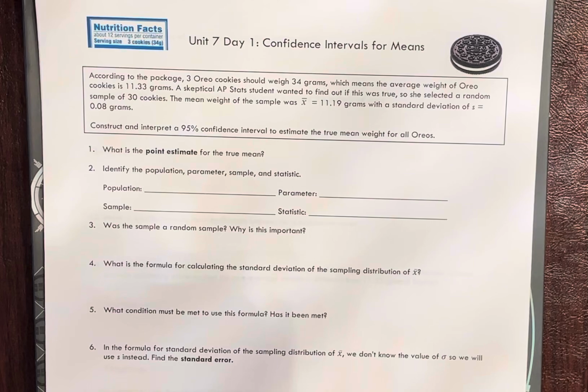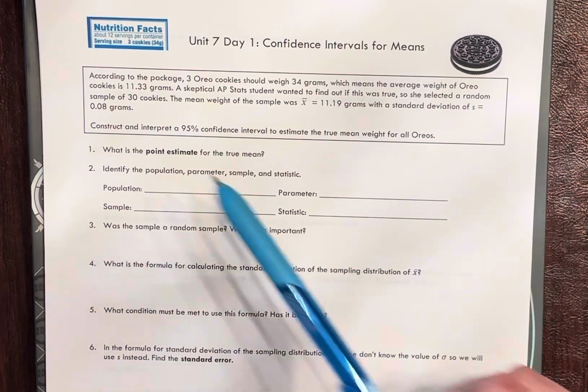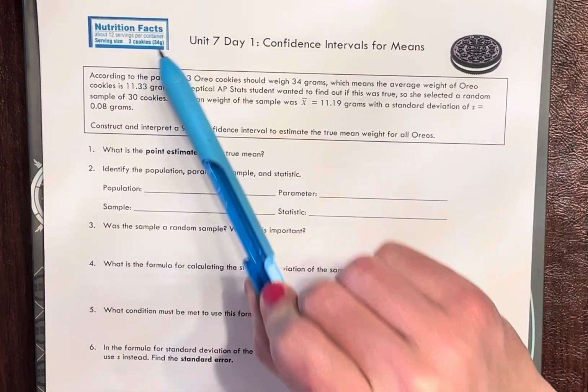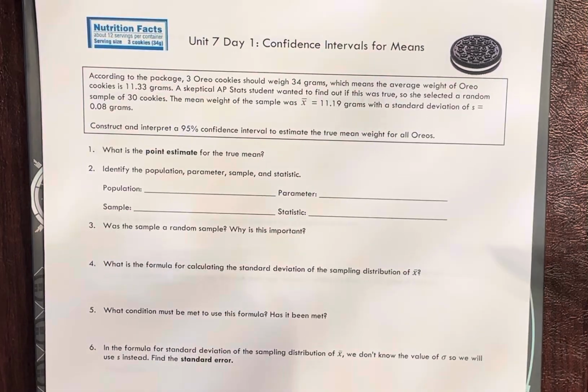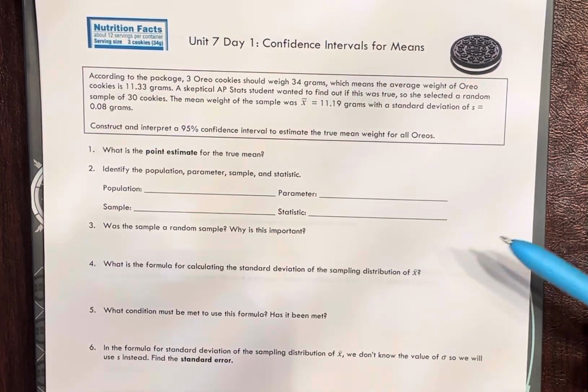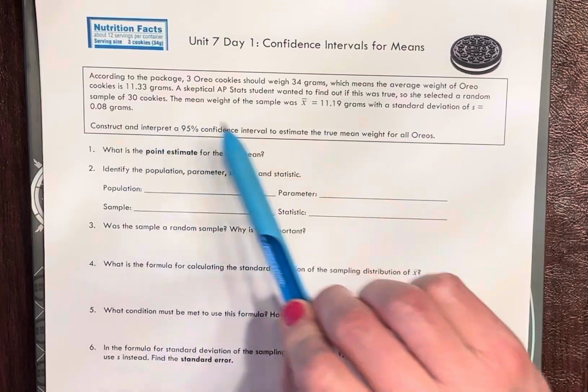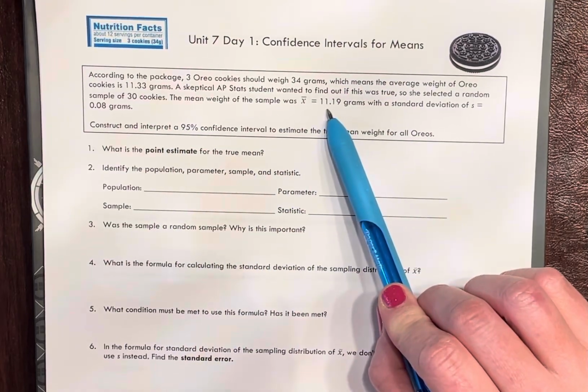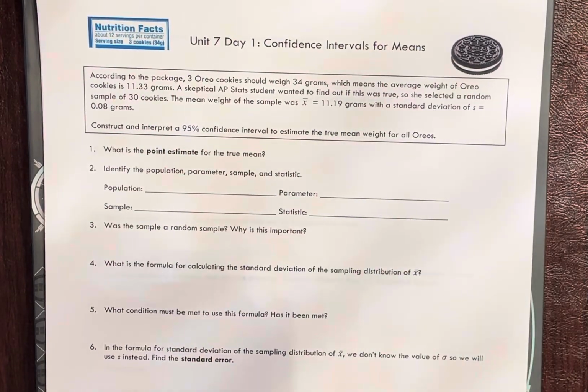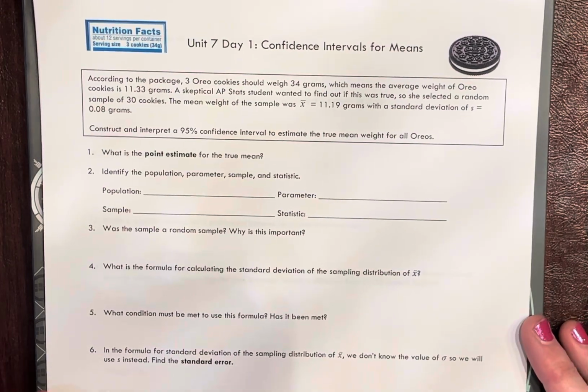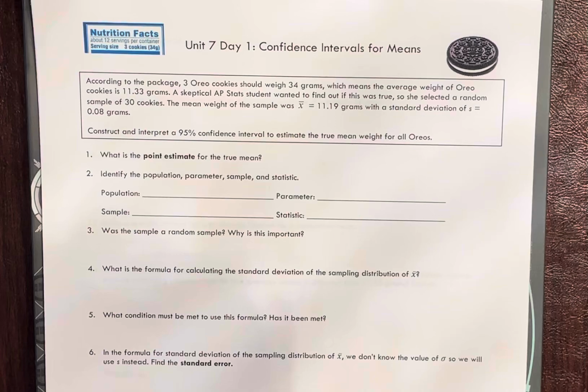So our context for today is trying to estimate the true mean weight of an Oreo, of all Oreos. Based on the package, it says that a serving size is 3 cookies and it should be about 34 grams. We took a sample of 30 cookies and found that the mean weight of the sample was only 11.19 grams and it had a standard deviation of 0.08 grams. So we want to create a 95% confidence interval to estimate the true mean weight of all Oreos.